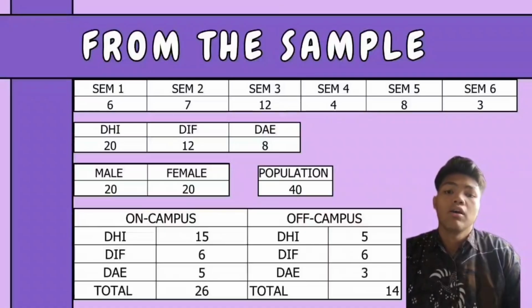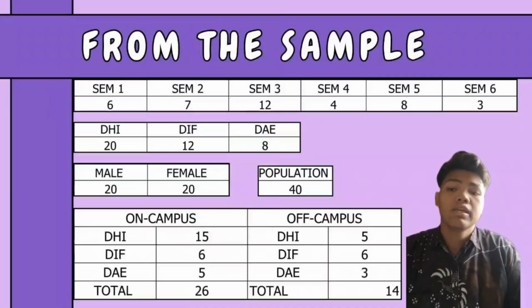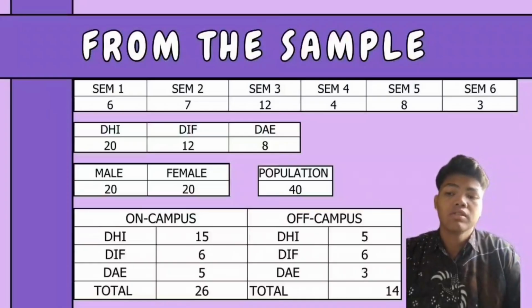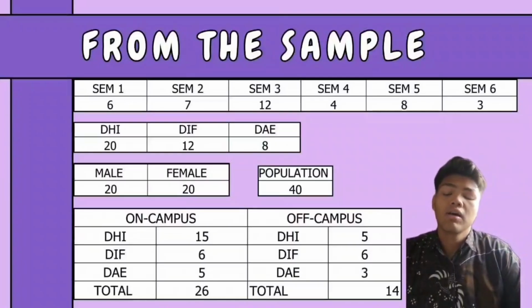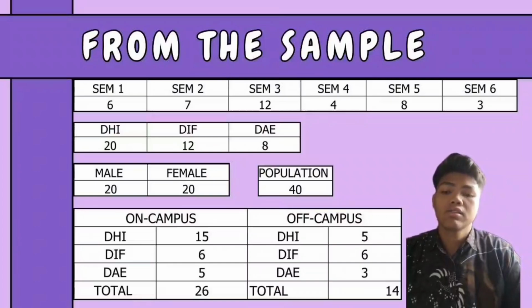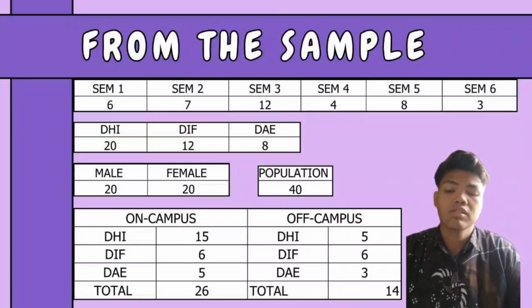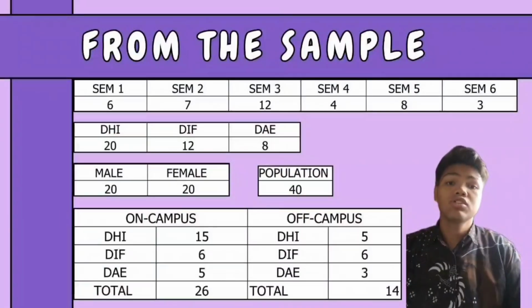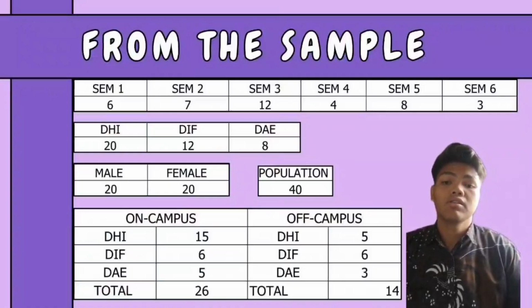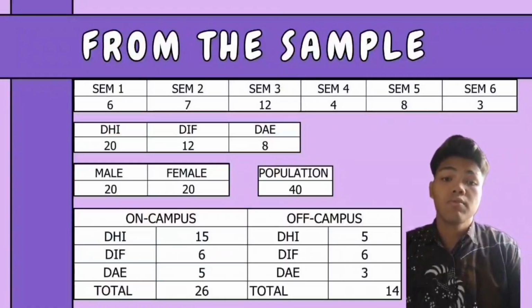Next is residency, which is students staying on campus and off campus. According to their program, for on campus, DHI has 15 students, DIF has 6 students, DAE has 5 students, and the total is 26. For students staying off campus, DHI we have 5 students, DIF we have 6 students, and DAE we have 3 students. So the total is 14. So our sample selected is 40.